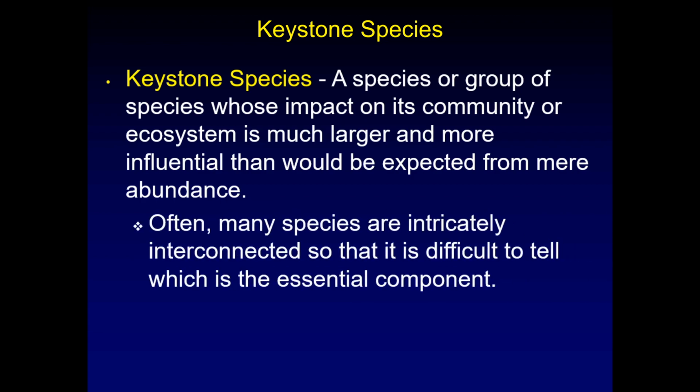Often, many species are intricately interconnected so that it is difficult to tell which is the essential component. This makes it tough, because if you are going in and, let's say, trying to control a population of something, you don't know what else is going to be affected. What about the introduction of an invasive species? What if it eliminates a keystone species? Even though there's no evidence that an invasive species has led to another species going extinct.